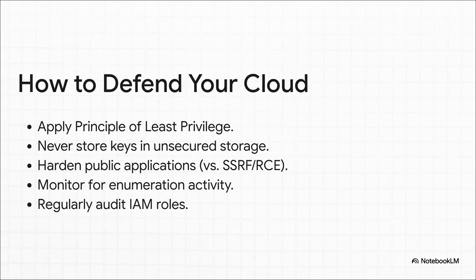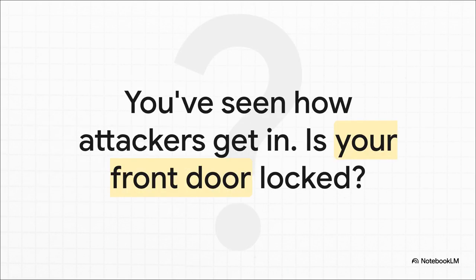Second, and this seems obvious, but never store sensitive keys in unsecured storage. That's like leaving your front door key under the mat. Third, you've got to harden your public-facing apps to prevent that initial breach. Fourth, you monitor for the exact kind of enumeration we just saw. And finally, you have to regularly audit your IAM roles to make sure no one left a door unlocked by accident.